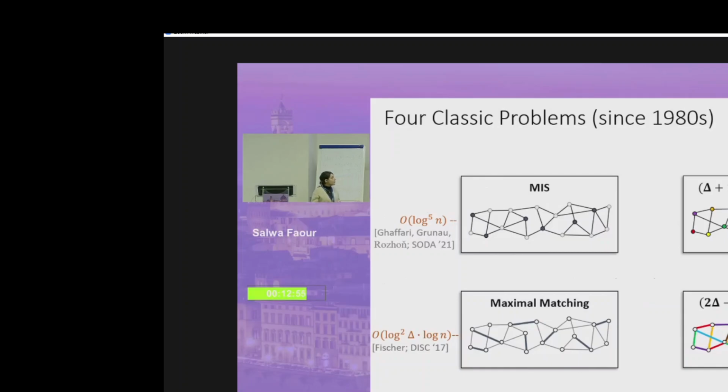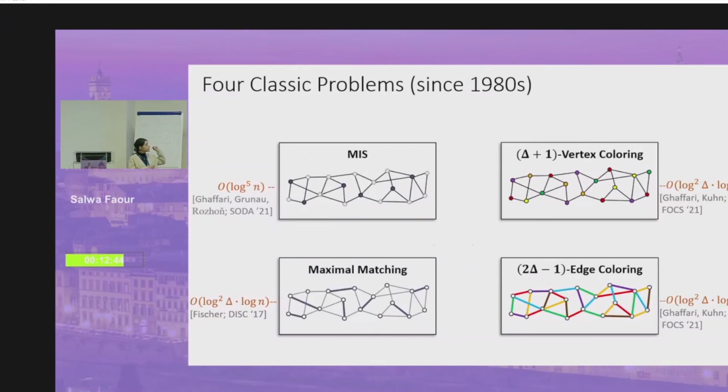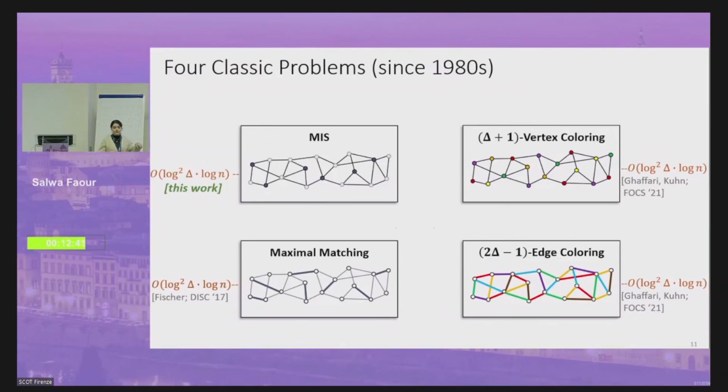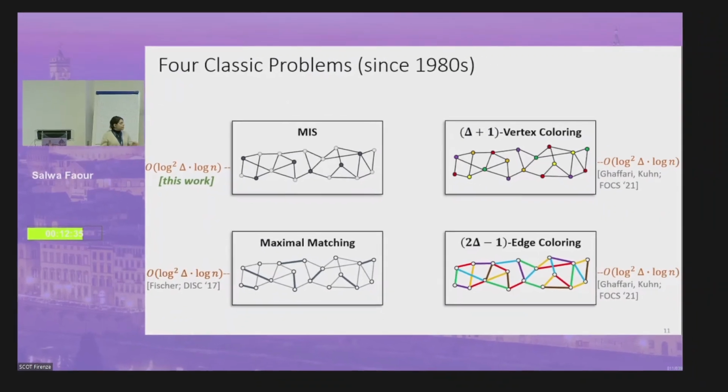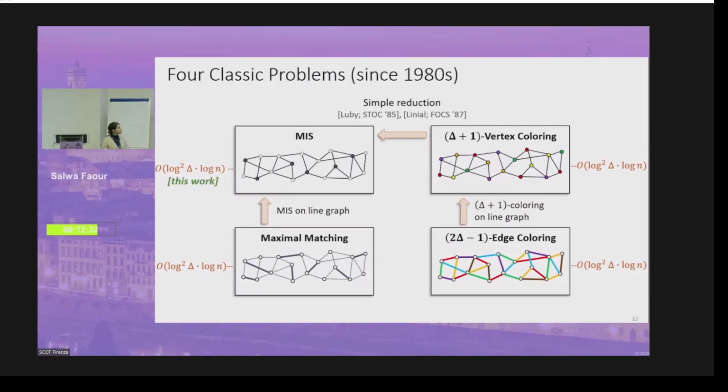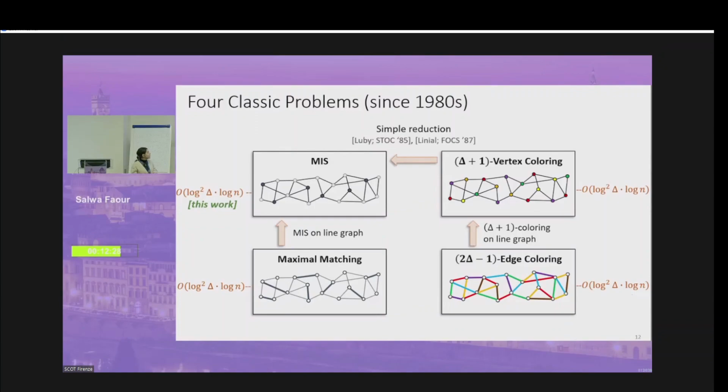So one of the results of this paper is that we generalize this local rounding to give new or improved distributed deterministic algorithms that solve a range of graph problems, in particular MIS. In this work, you'll see that this can be solved in order log squared delta log n, nicely matching the other 3 problems. And because we also know there's a simple, efficient reduction from the other 3 to MIS, you can see that this general rounding technique not only solves MIS, but all of the other 3.